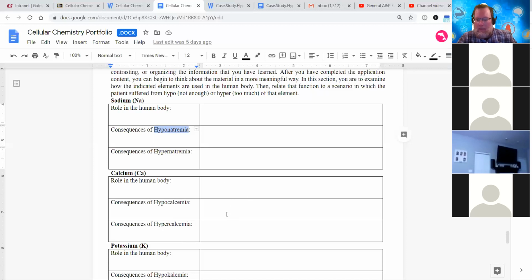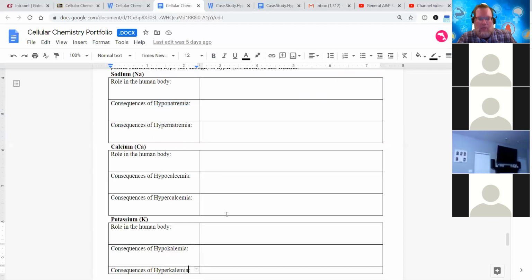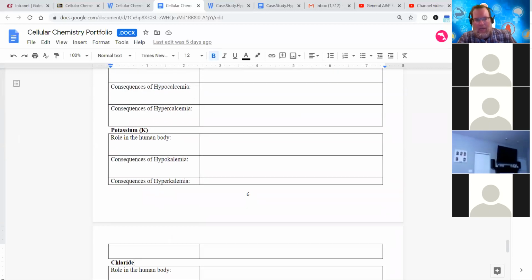Okay, what are the consequences of those? All right, and then kalemia. There's that K for potassium. Again, it's not hypopotassemia. Kalemia is, kaleo is the potassium root. So we see KAL for that. So anyway, hypokalemia, a blood condition with not enough potassium, and hyperkalemia, a blood condition with too much potassium.